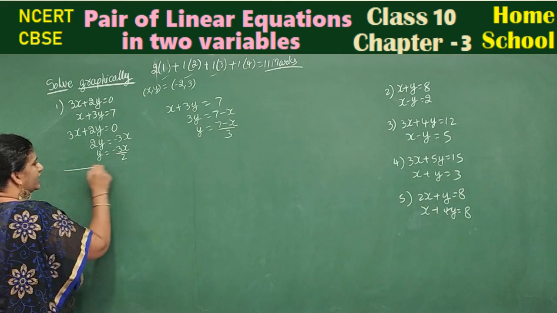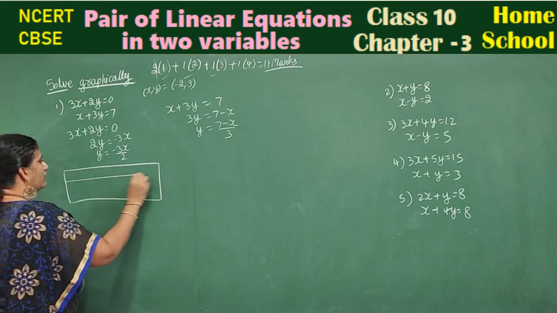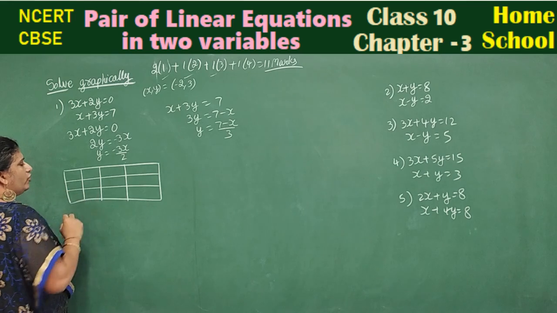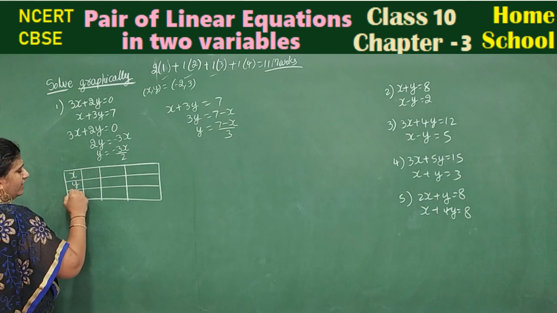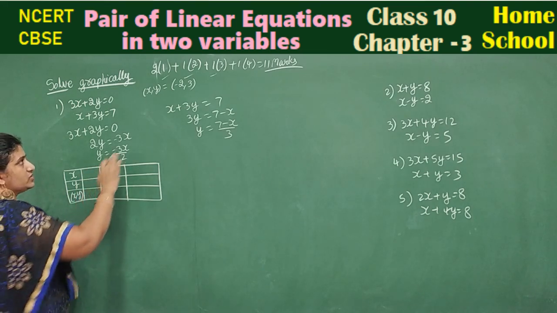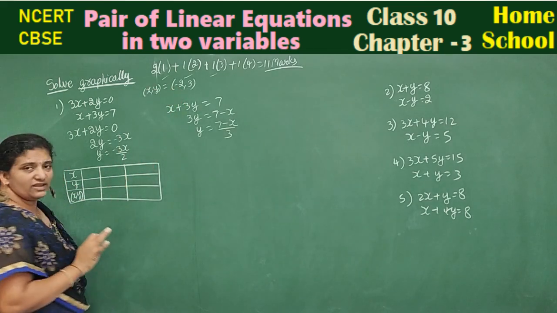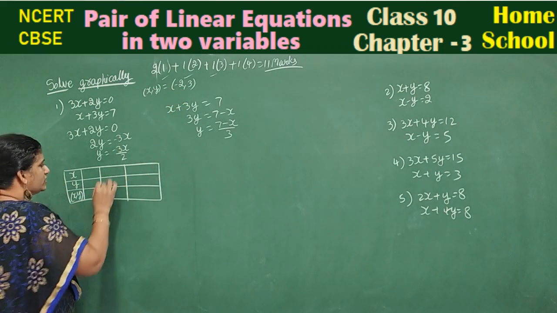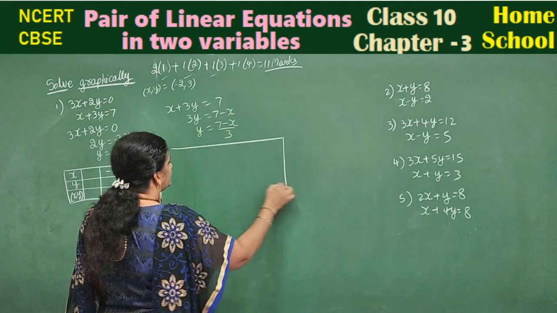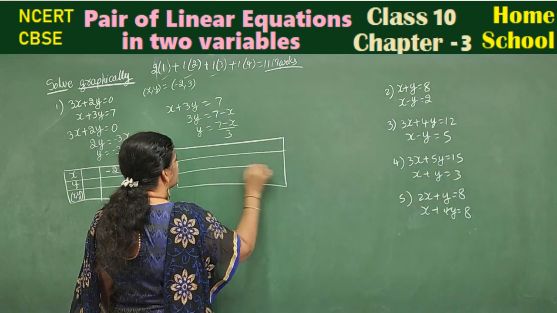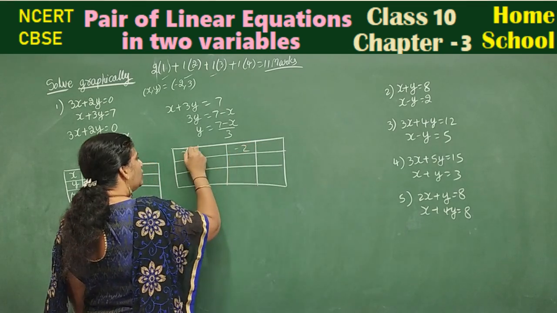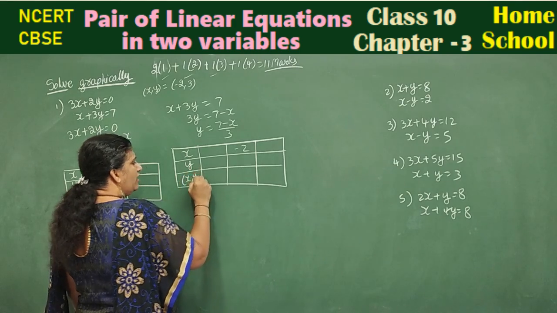Okay, now take a tabular column. 3 rows and here 4 columns. x, y, x comma y, and now it is very important. So what is the value we got roughly? x value is minus 2. That is enough. So let me put minus 2 in the middle of the box. And here also take a table with 3 rows and 4 columns. You can take as many as you want. x, y, x comma y.